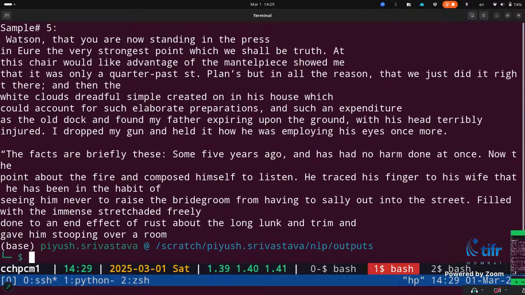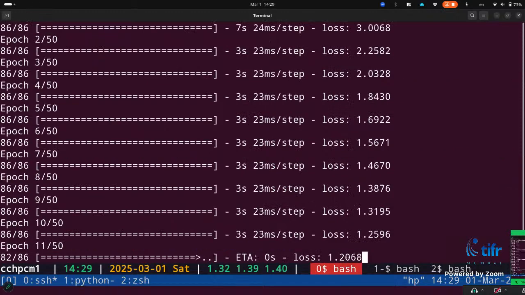Let's see, here you can see it running, by the way, the thing that I just ran. It's doing each one of them in about 3 seconds.